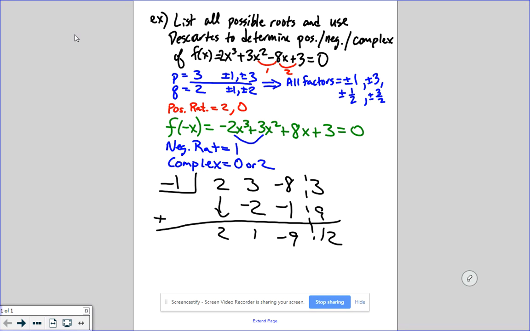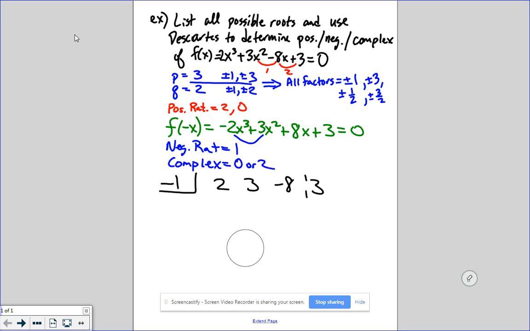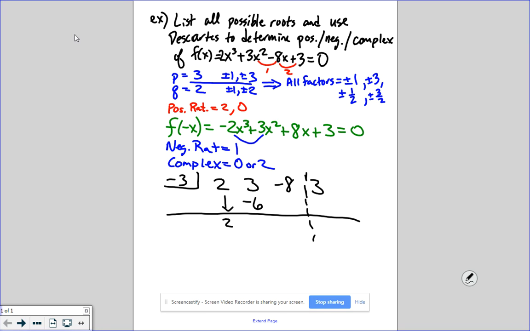But again, I only want to do negatives right now. So negative 3 is my next one. So I'm going to change this now to negative 3. Bring the 2 down. 2 times negative 3 is negative 6. And add is negative 3. Negative 3 times negative 3 is 9. And add is 1. And I get a remainder of 0.